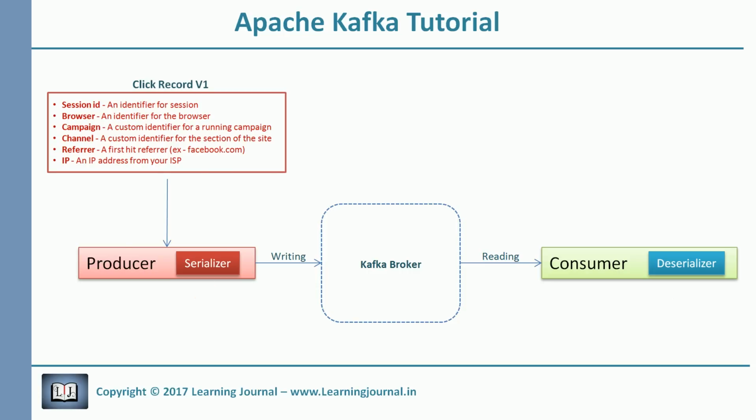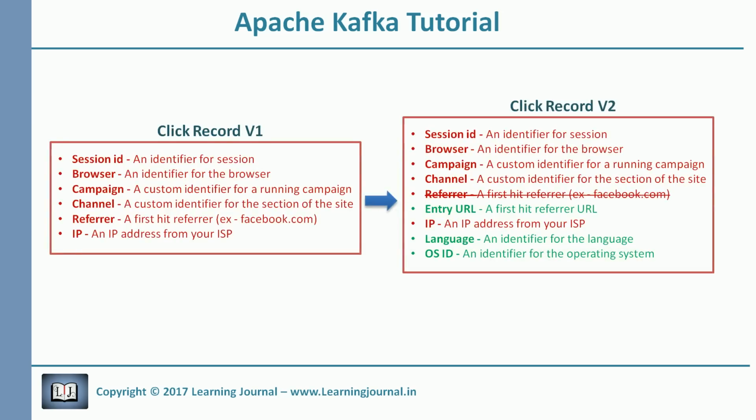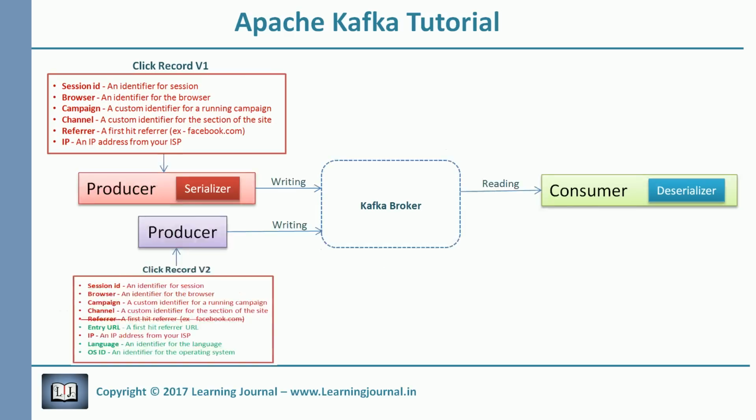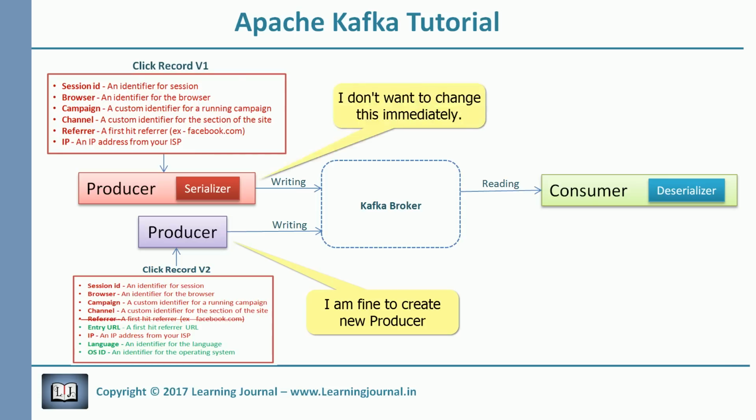Okay, so you had this system in place for few months, and later you decided to upgrade your schema to something like this. The problem starts here. If you are changing your schema, you need to create new producers because you want to send some new fields, right? But I have two more questions. Do I need to change all of my current producers? I mean, I am fine to create new producers to include additional fields, but I don't want the system to break if I am not upgrading all of them.